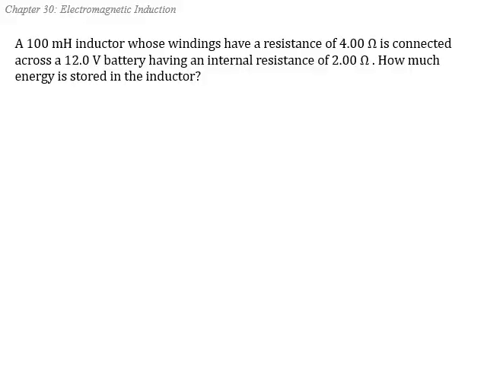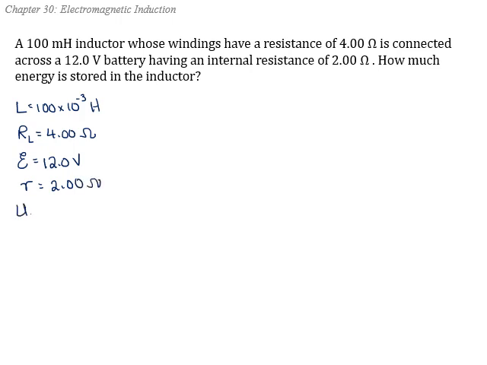Let's do an energy example next. We have a 100 millihenry inductor, so L is 100 times 10 to the minus 3 henries, whose windings have a resistance of 4 ohms. So in this example, the inductor doesn't have zero resistance. It has a resistance of 4 ohms. That's a pretty small resistance compared to typical resistors in circuits, but sometimes it's not zero. It's connected across a 12-volt battery, and that battery has an internal resistance of 2 ohms. What is the energy stored in the inductor?